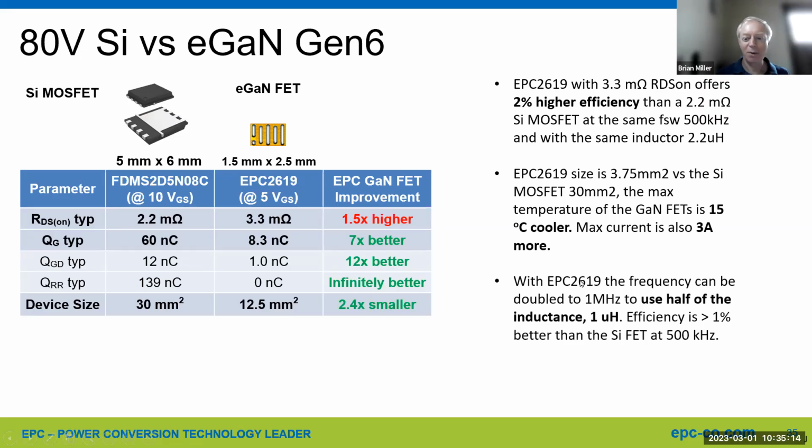Again, with the new part, the frequency can be doubled to 1 megahertz and you can use half the inductance, and that can save space and cost on inductors. And the efficiency is still 1% better than the silicon MOSFET, which would be running at 500 kilohertz.